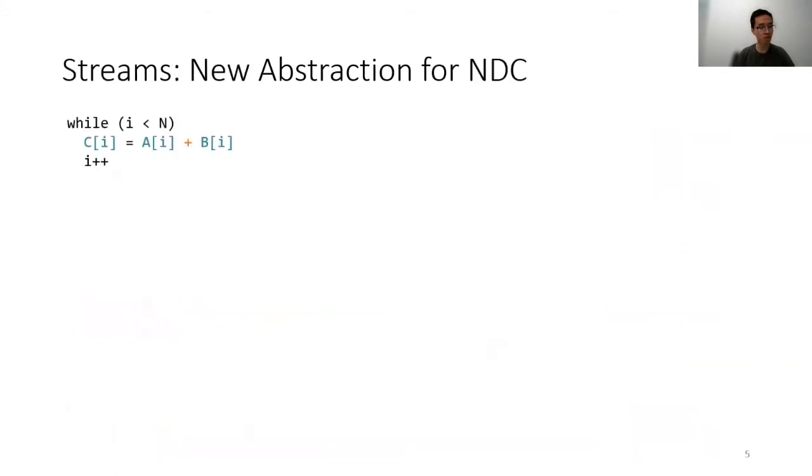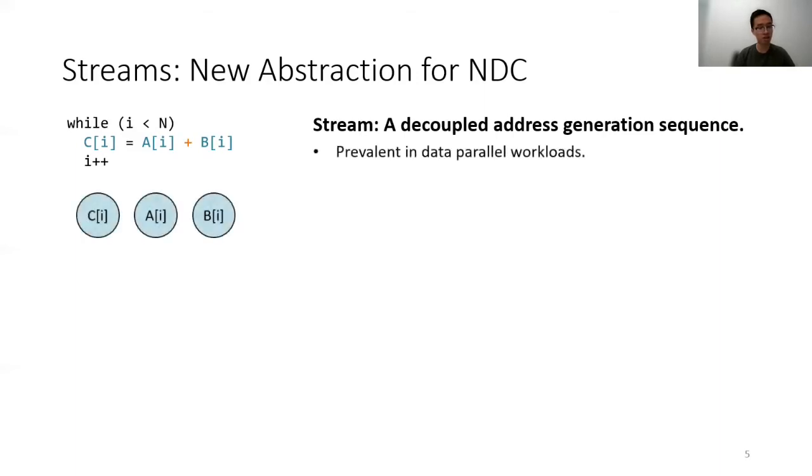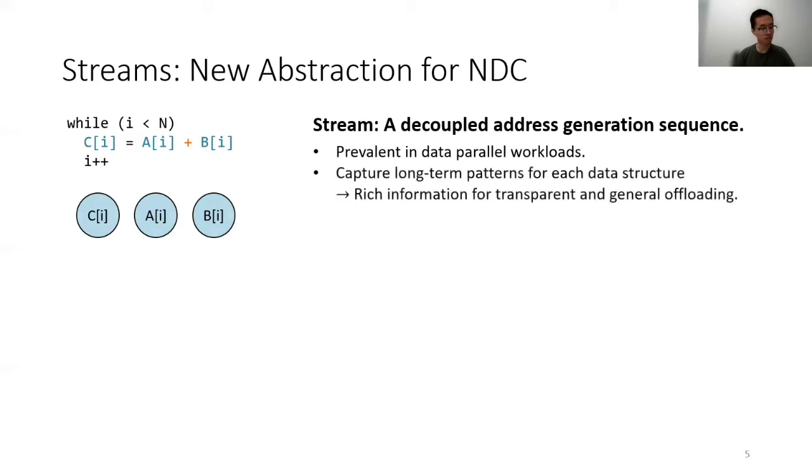Our solution is to use streams as the new abstraction for NDC. A stream can be defined as an address generation sequence that can be decoupled from the program. They are prevalent in data processing workloads. For example, here we have two load streams and one store stream C. More importantly, streams capture long-term access patterns of each data structure and expose rich information for transparent and general offloading.